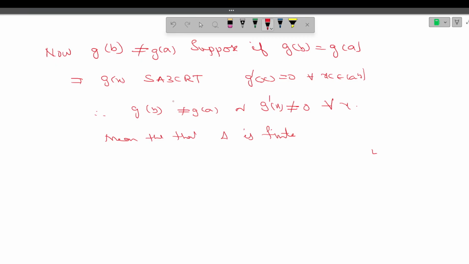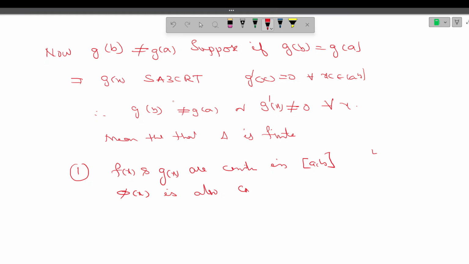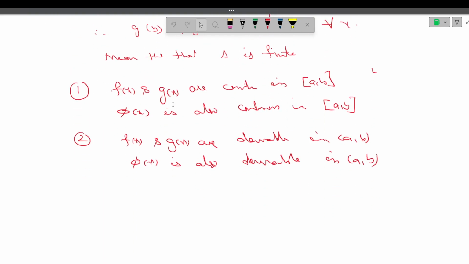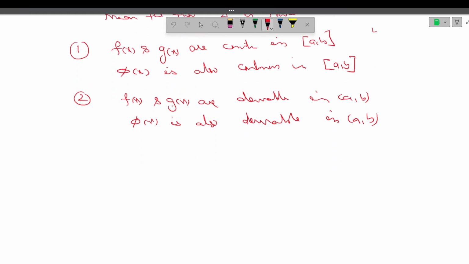Now we'll apply Rolle's theorem to prove it. f of x and g of x are continuous in the closed interval [a, b], so phi of x is also continuous, because the difference of two continuous functions is continuous. Second, f of x and g of x are derivable in the open interval (a, b), therefore phi of x is also derivable, because the difference of two derivable functions is derivable.